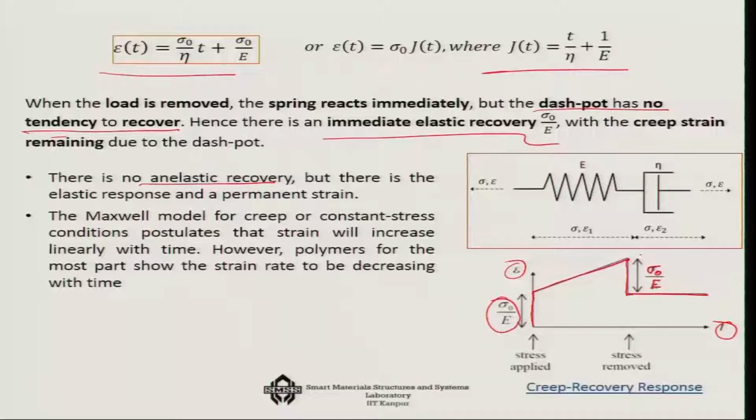Now, this Maxwell model therefore postulates that under creep, or constant stress condition, strain will increase linearly with time. However, polymers for the most part show the strain rate decreasing with time. So, as a result, this does not match with our usual type of response that we find in polymers.